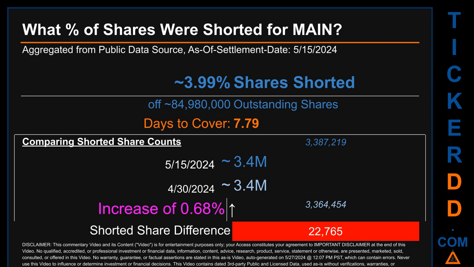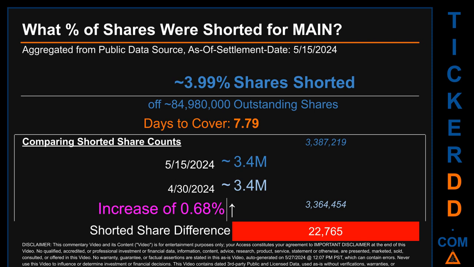What percentage of shares were shorted for MAIN for the 2-week period ending on settlement date, May 15, 2024? About 3.4 million shares of MAIN were shorted out of a total of approximately 85 million outstanding shares. Therefore, for MAIN, based on as-is discovered public data when this video was generated, the ticker has a short interest of roughly 3.99%, which I got by taking the number of shorted shares and dividing it by the number of outstanding shares to get the percentage value.